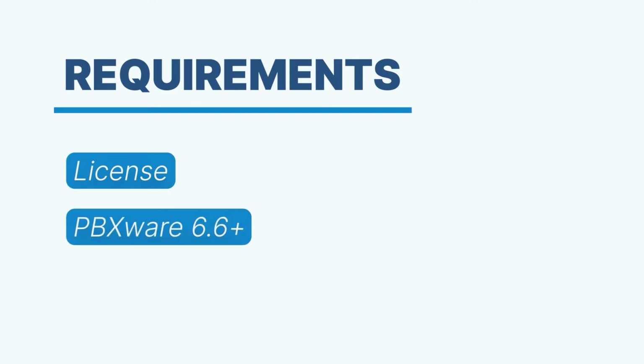You will need PBXware version 6.6 or above with a valid domain name. You will not be able to use the STIR/SHAKEN certificate with an IP address. And lastly, you will need a valid STIR/SHAKEN certificate. Please note that Bicom Systems does not provide the certificates. It is up to you to acquire it on your own.